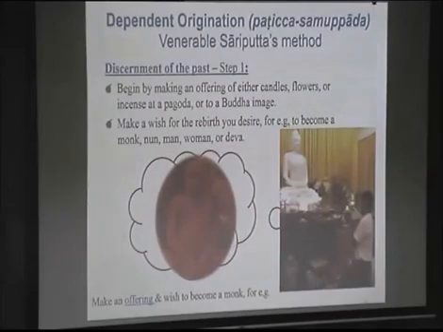First, you need to find the near past. After you have experience, you can go farther away. So that's why, when you offer a flower or something to the Buddha, or to the monk, you make a wish for the rebirth you desire. For example, to become a monk, or nun, or man, or woman, or devas. At the time you wish.